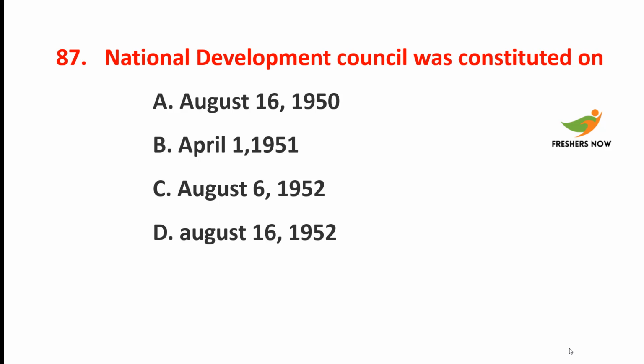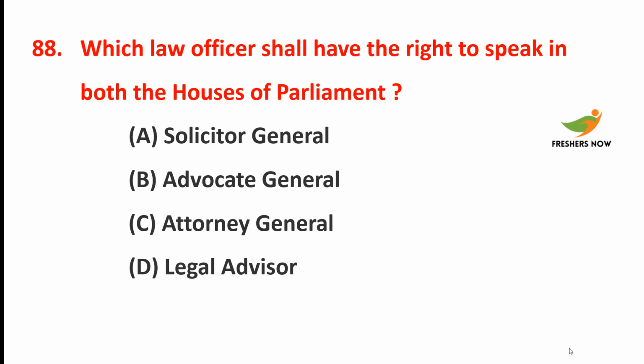87th question. National Development Council was constituted on? And the answer is C, August 6th, 1952. 88th question. Which law officer shall have the right to speak in both the Houses of Parliament? And the answer is C, Attorney General.